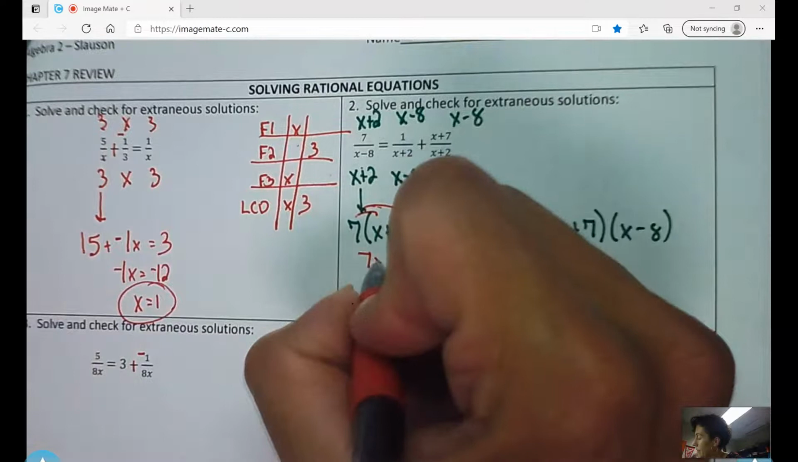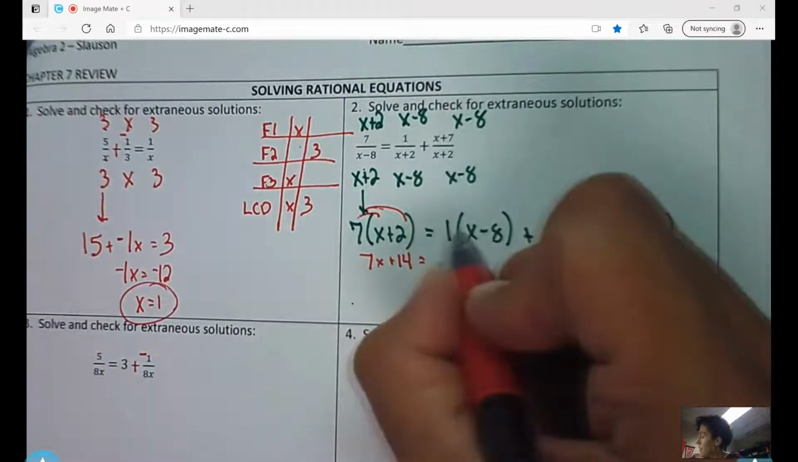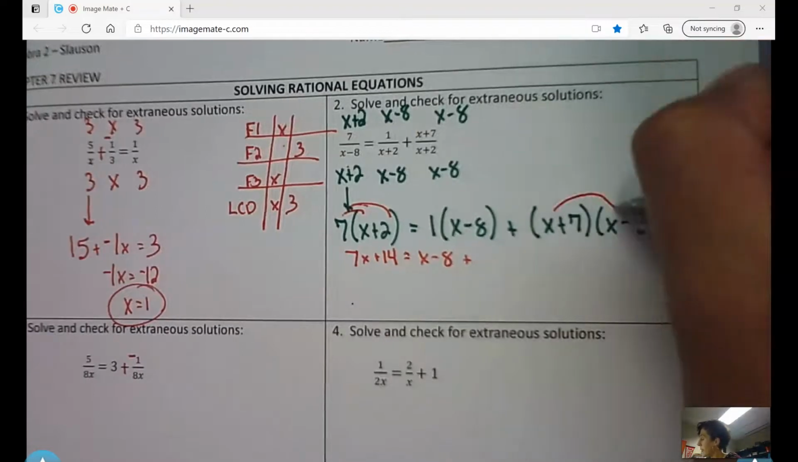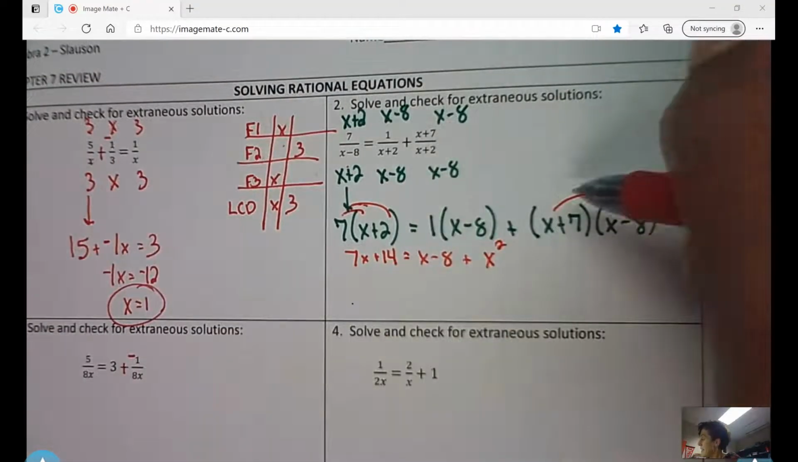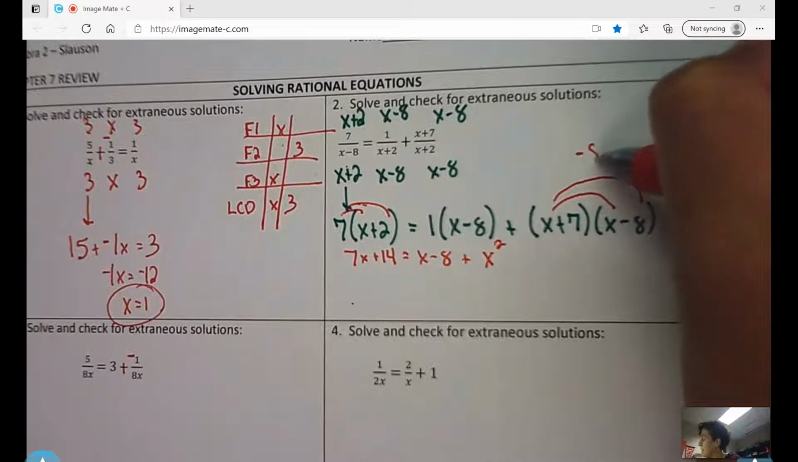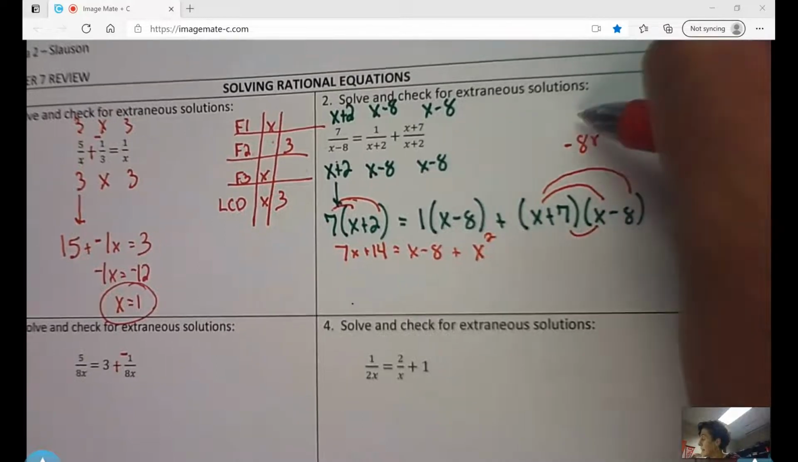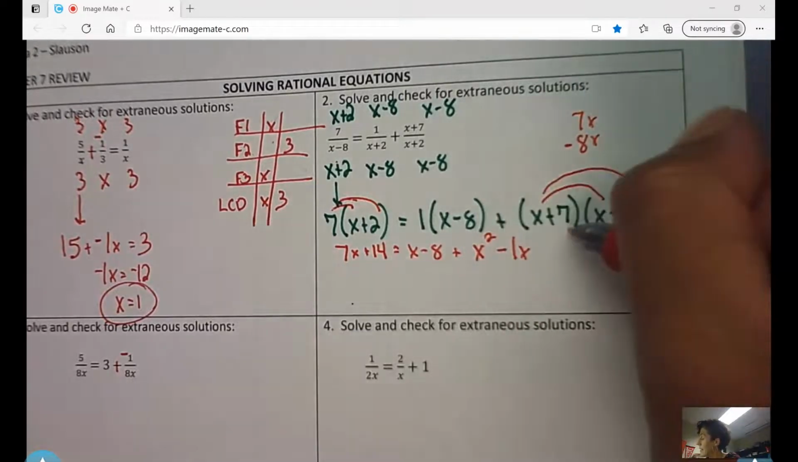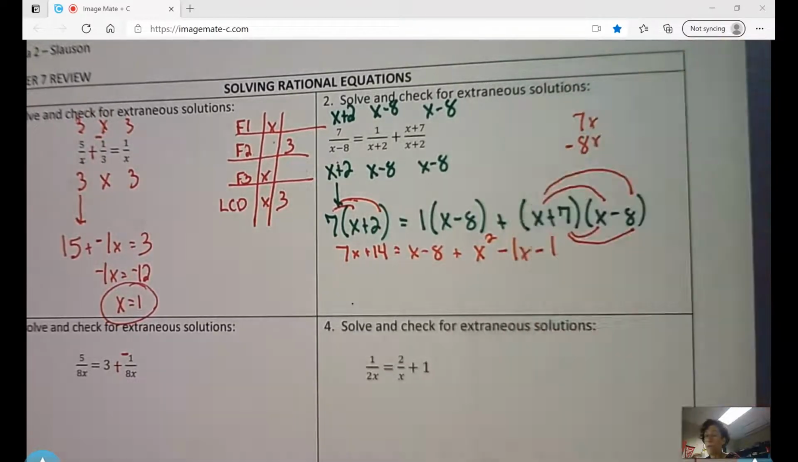So I get 7x plus 14. 1 times that is g. But here, this is a little bit more. So first I'm going to get an x squared. And then I'm going to get a negative 8x. Let me write that out. And a 7x, which when I put those together give me a negative 1x. And then a 7 with a negative 8 is a negative 1. So let's really clean this up.